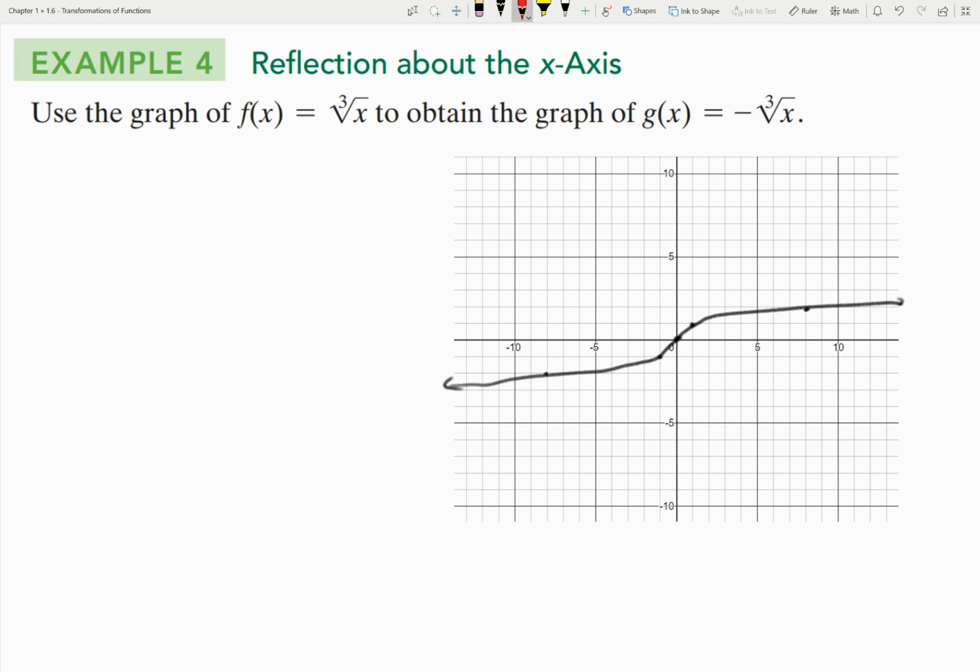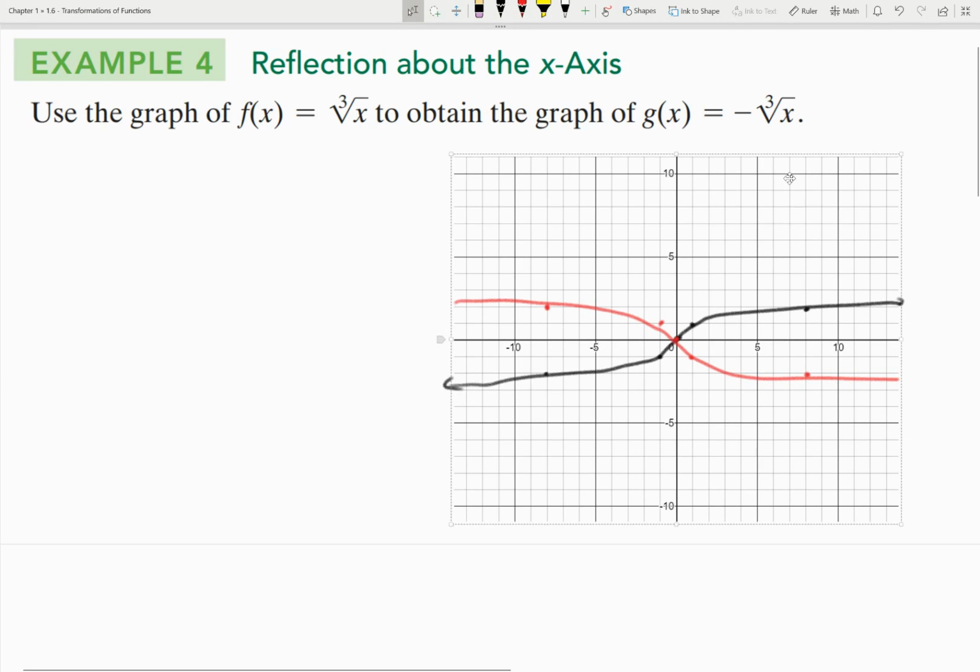If I reflect this in the x-axis, it means that every point gets flipped across the x-axis. 0 stays the same. But instead of 1, 1, now we go 1, negative 1. Instead of 8, 2, this becomes 8, negative 2. The input stays the same. The output changes sign. Instead of negative 1, negative 1, we get negative 1, positive 1. Negative 8, positive 2. And so now my graph looks like that. And you can see that it is a reflection across the x-axis.